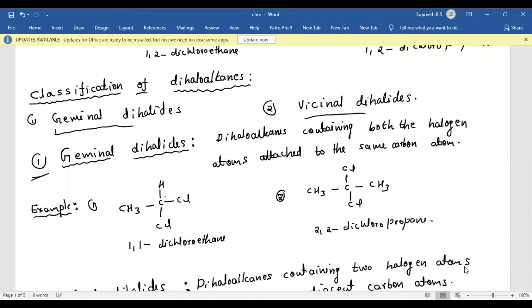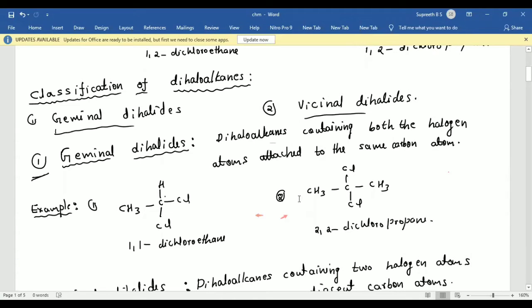First, geminal dihalides: dihaloalkanes containing both halogen atoms attached to the same carbon atom. In the first two examples I already showed, the dihaloalkane contains both halogen atoms attached to the same carbon atom. They are called geminal dihalides. Take this example, 1,1-dichloroethane. You can observe this carbon atom has two chlorine atoms, so the two halogen atoms are attached to only one carbon atom.